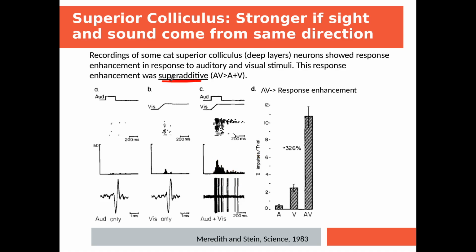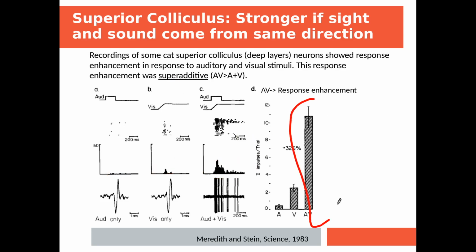This is called super additive, because if you add this plus this, it's much smaller than this, right? So this is more than linearly adding together just the sound and the sight response. This is called super additivity.